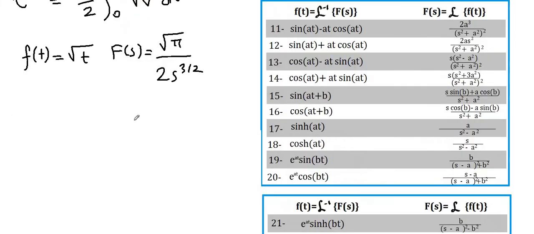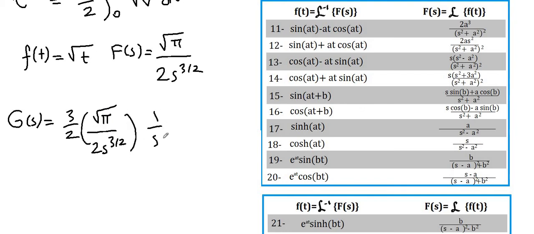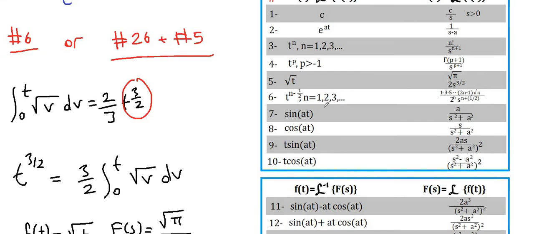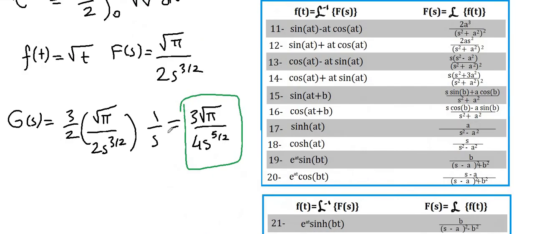Now our new function g of s will be 3 over 2 times square root of pi over 2s to the 3 over 2, times 1 over s. So if you simplify this, you obtain 3 times square root of pi over 4s to the 5 over 2. So this is the answer. You can again use 26 plus 5, or you can use number 6 directly and you obtain the exact same answer.